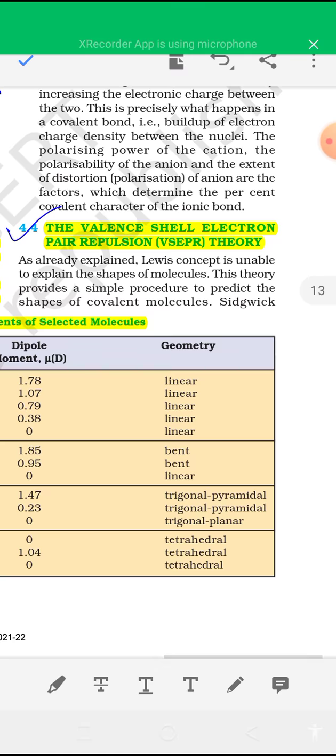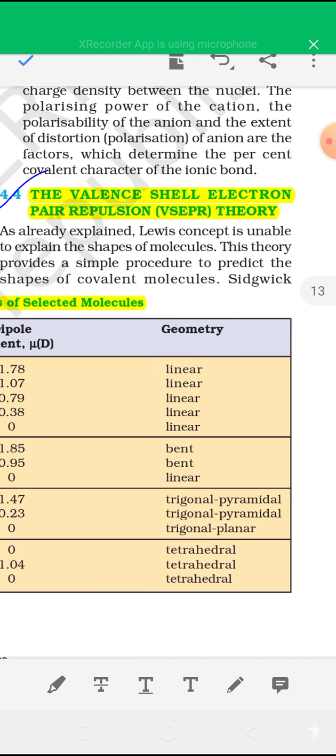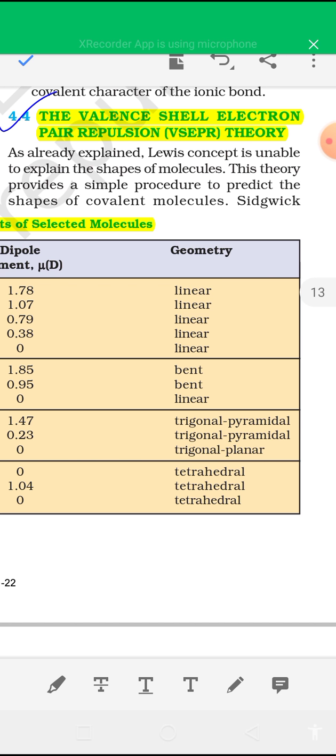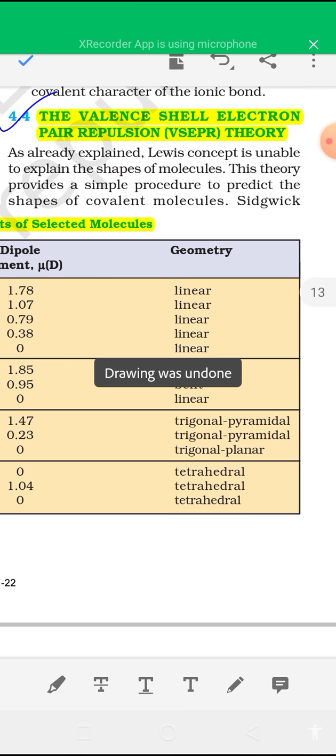Now see valence shell electron pair repulsion theory. It is about the shape of covalent molecules. To state the shape of a covalent molecule, you have to read the valence shell electron pair repulsion theory. It is a very important theory. Using this theory, you can tell the shape of covalent molecules.